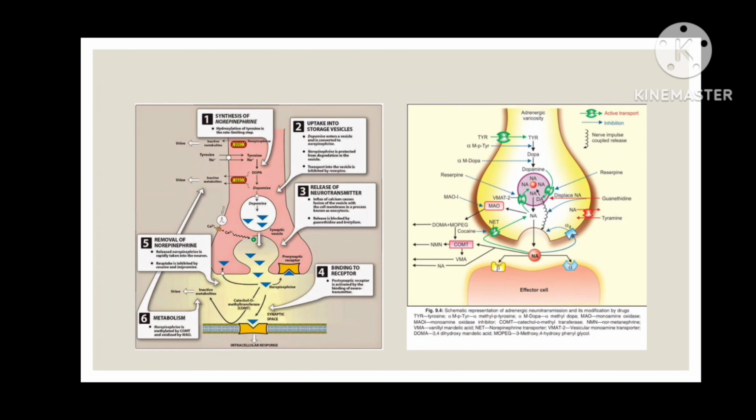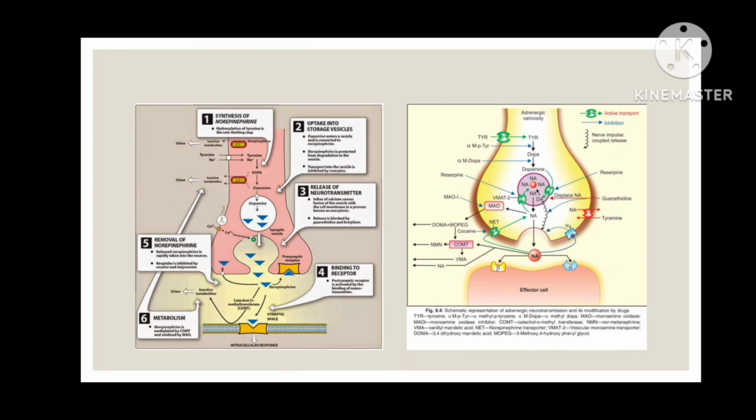Then you can see in the figure, the first step is the synthesis of norepinephrine. Hydroxylation of tyrosine is the rate limiting step. The second step, uptake into the storage vesicle. Dopamine enters a vesicle and it is converted to norepinephrine. Norepinephrine is protected from degradation in the vesicle. The third step is release of neurotransmitter. Influx of calcium causes fusion of the vesicles with the cell's membrane in a process known as exocytosis.